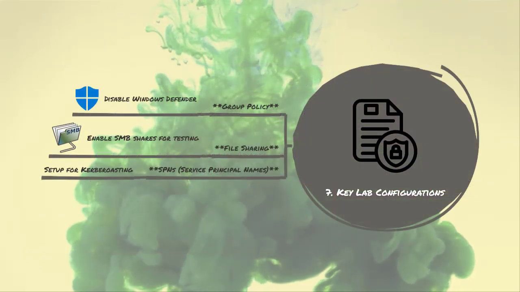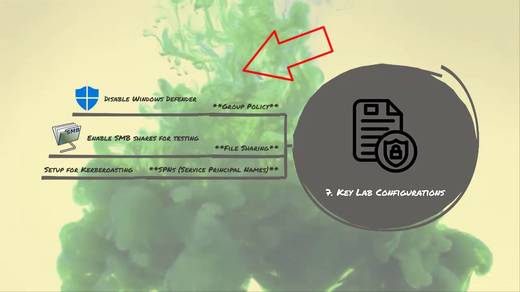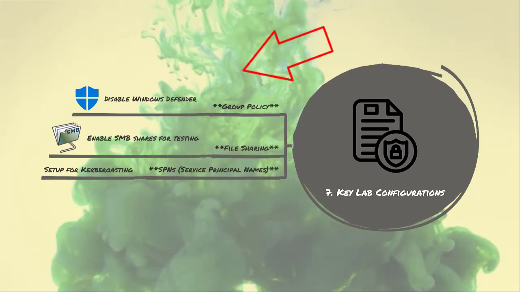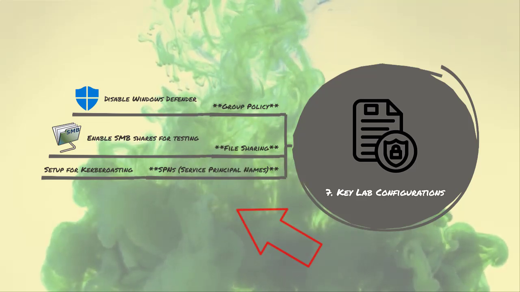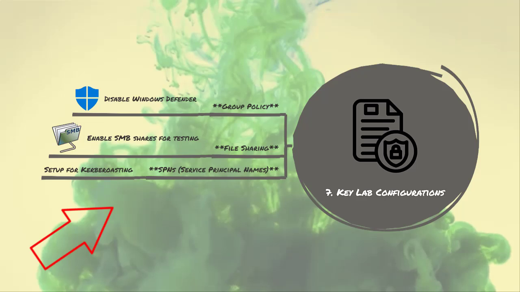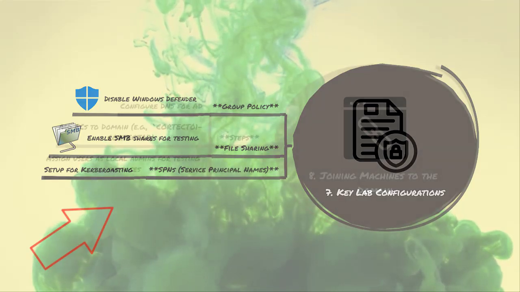Group policies also play a key role. For simplicity, we disable Windows Defender in the lab, ensuring it doesn't interfere with our learning exercise. File shares are enabled for SMB testing, and service principal names, SPNs, are set up to explore Kerberoasting later.